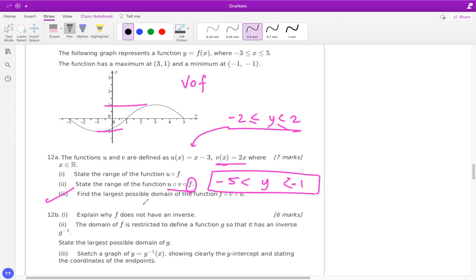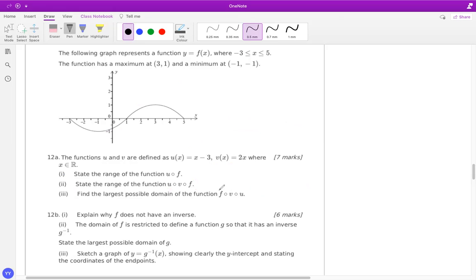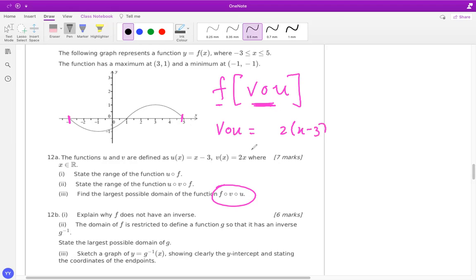Next part is you have to find out the largest possible domain for f of v of u. Now, f can take values only from -3 to 5. It means that the v of u function, whatever the range of that function is, should be between -3 and 5. So first you find v of u. So v of u will be 2 times x minus 3. And now this must be between -3 and +5.